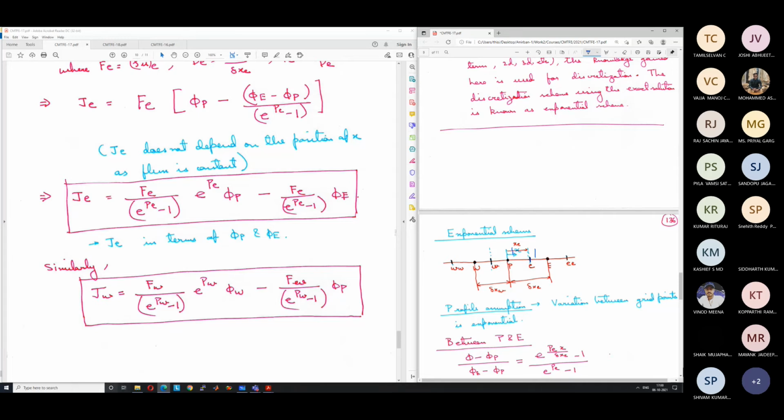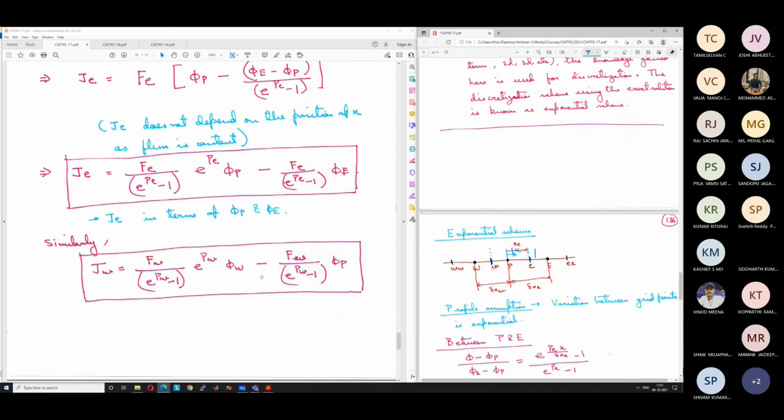Similarly, we should be able to derive the left hand side values. You should try this as an exercise. Here P was the left hand side and E was the right. Now W will be the left hand side, and the right will be P. So between W and P, at this interface, the value Jw is Fw e to the power Pw by e to the power Pw minus 1 phi W, minus Fw by e to the power Pw minus 1 phi P.